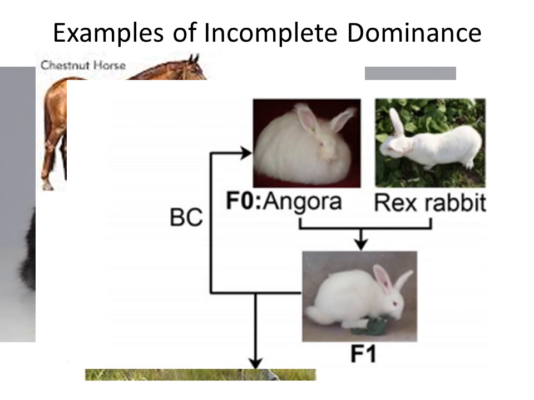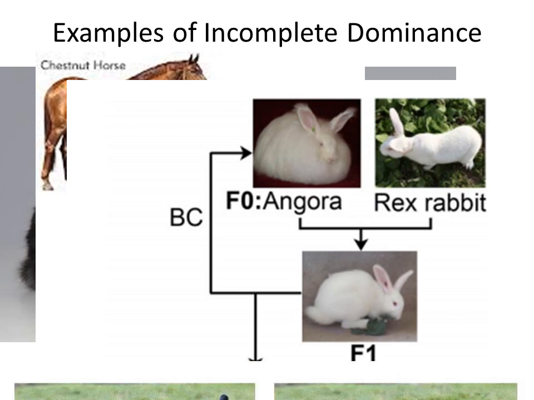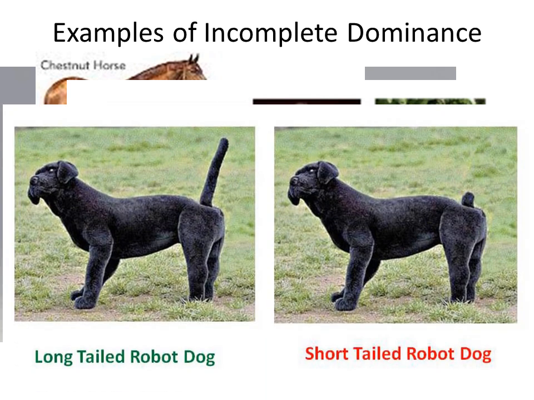In rabbits, we have Angora rabbits with thick or longer fur crossed with a Rex rabbit with shorter fur. The result of the offspring will be medium size of fur. Also in dogs' length of tail, we have a long tail crossed with a short tail. The result will be a medium size tail.